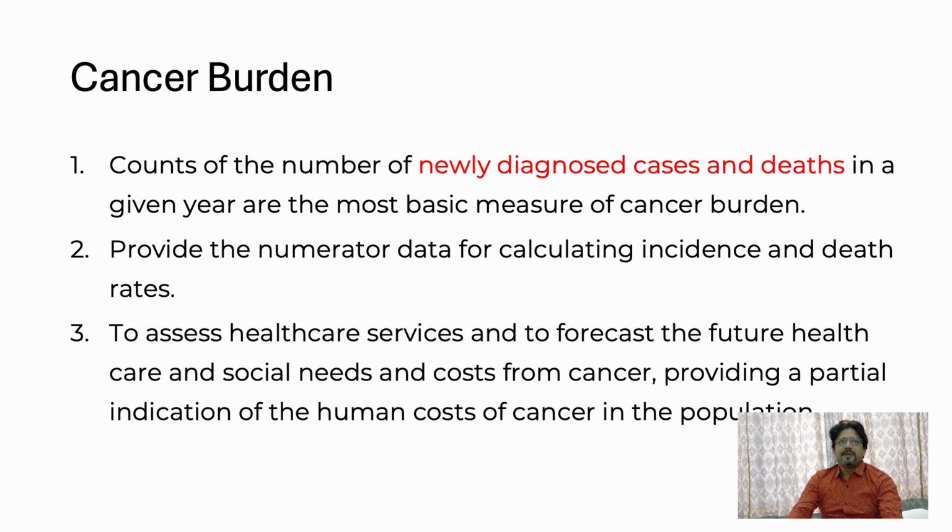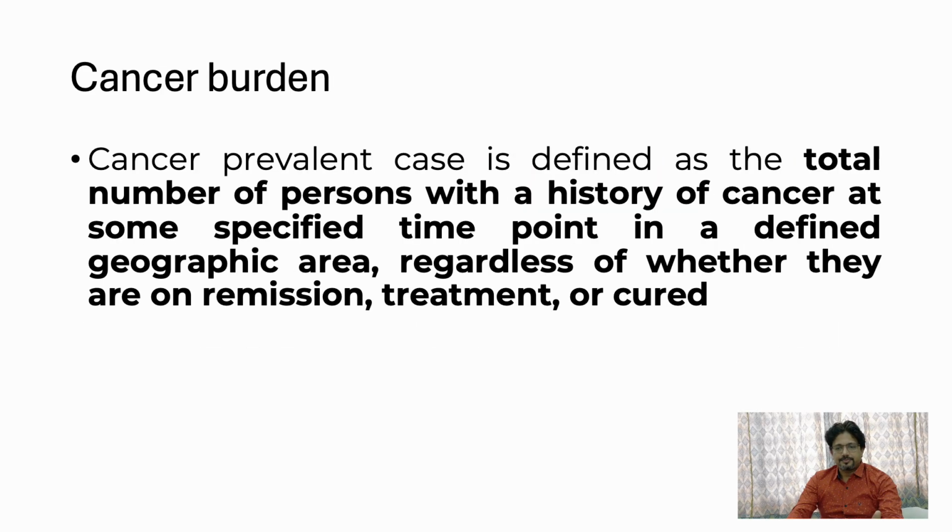So whenever we talk about the incidence, prevalence and mortality, first of all we need to know the measure of the cancer burden. The measure of the cancer burden, in very simple terms, mainly consists of counting the number of newly diagnosed cases and the number of deaths due to cancer.